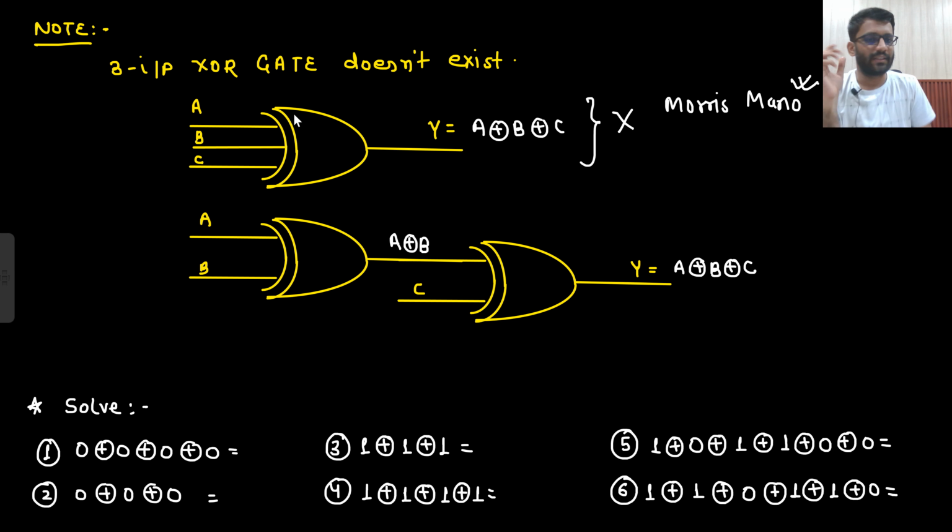Making this output in the other way is not possible. In simulation as well, you will never make this structure. You will get A XOR B XOR C by this only. So a 3 input XOR gate does not exist actually. So if someone is asking you what is the definition of XOR gate, then you can tell this.